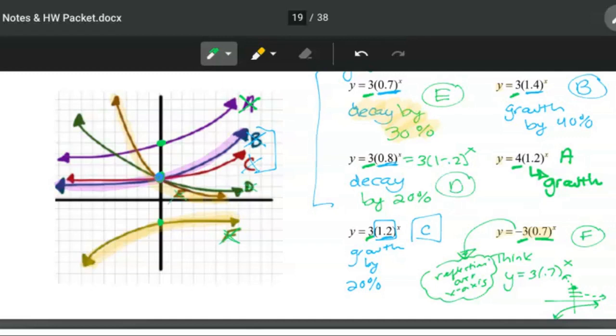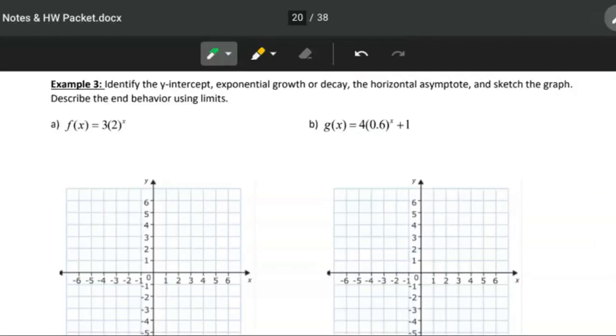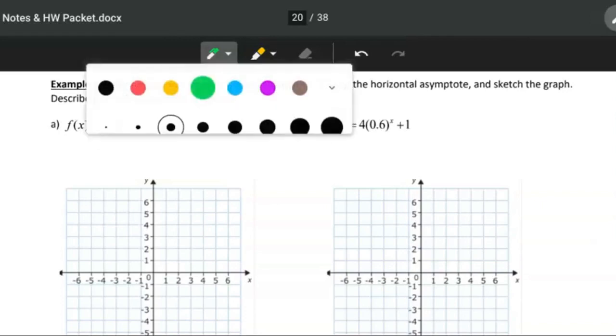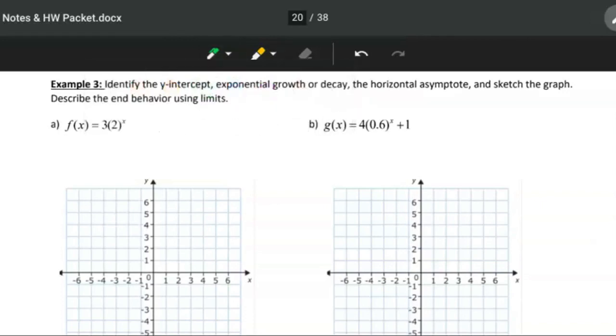So that's kind of how you can narrow it down. Yes, it is kind of a matching problem, but it does take a lot of thinking there. And it can't hurt to kind of write yourself little notes to help you get through it. Exponential growth or decay, the horizontal asymptote, and sketch the graph. That all seems easy. And then it says describe the end behavior using limits. That's the new part. All right, so we'll talk about that second. But let's do kind of all those first few things that they asked for.